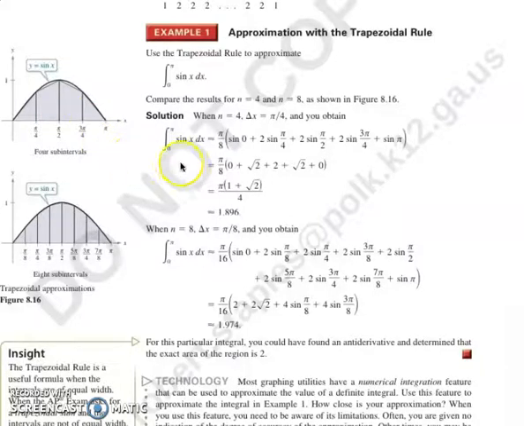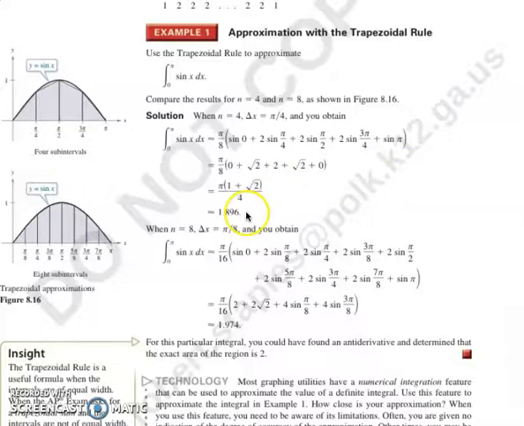So I'm going to use the rule. The rule is b minus a, so that's pi minus 0 over 2n, and n is 4. So that's where that 8 came from. And here's f of all the way over on the left. That's this guy. Here's f of all the way on the right. That's that guy. And how many guys are in the middle? 3. 1, 2, 3. Don't forget the 2 right there. Once you get to that part, it's pretty easy to figure out the rest of it.